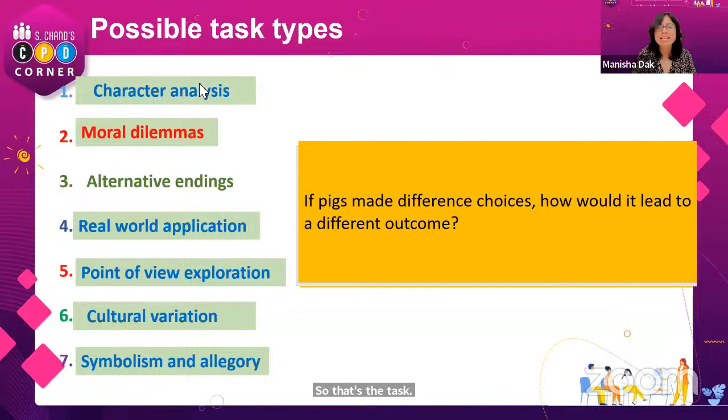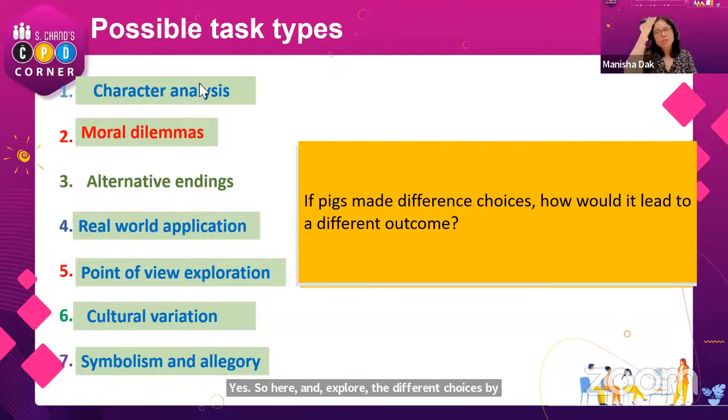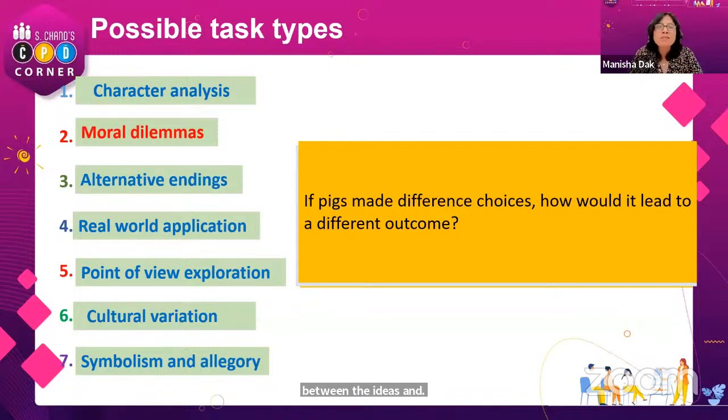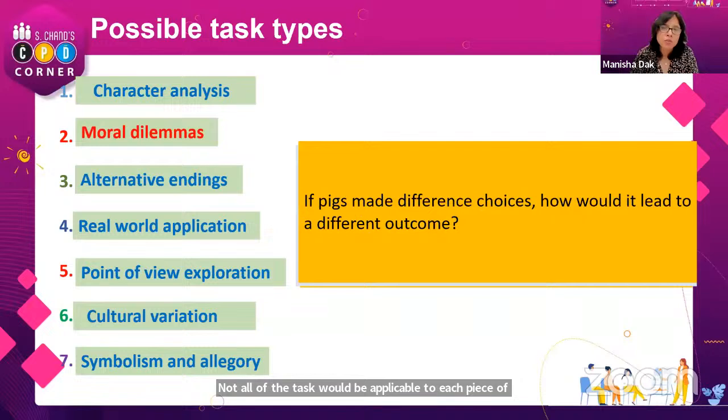Yes, so here learners explore how the different choices by different characters impact the outcome. And to be able to do that, they need to associate, they need to link the information. They have to establish the link between the ideas expressed. That's 3, of course, because that's the only one we are left with. So these are the 7 types of tasks that you could do based on fictional stories. Not all of the tasks would be applicable to each piece of text, but you can pick and choose the tasks that you would like to do with learners.